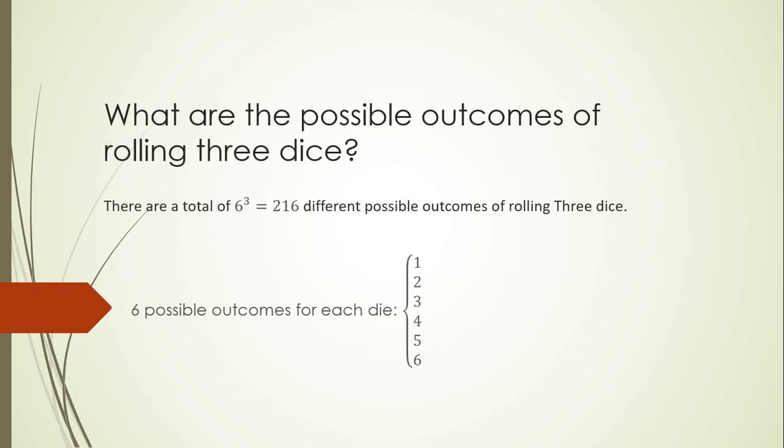So the total possible outcomes of rolling three dice is 6 times 6 times 6, or 6 cubed, which is 216 different possible outcomes of rolling three dice. So each die has 6 possible outcomes. It's either gonna show 1, 2, 3, 4, 5, or 6, and same thing for the other die, and the same thing for the third die. So these dice are independent of each other. So there are 6 possible outcomes for each die, so a total of 216 different possible outcomes.